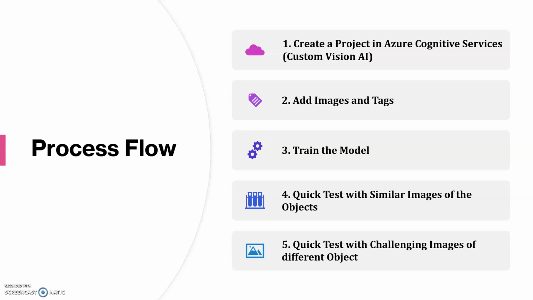For the testing we'll be selecting two different kinds of images. One is similar to the objects, and the other is some challenging images which are totally different from the objects. So this is how we're going to test the model. Let's see how this works.